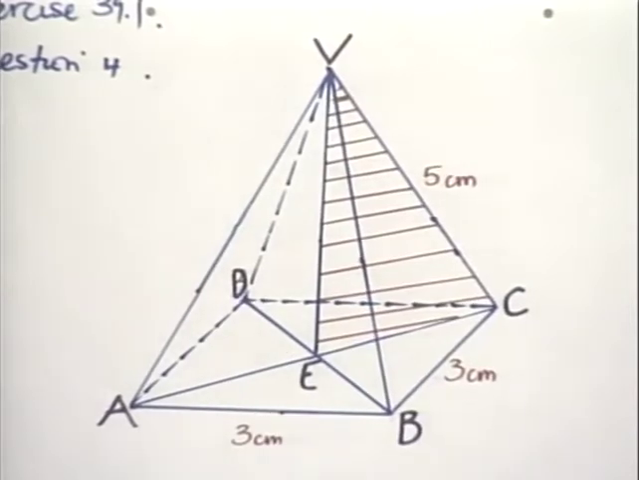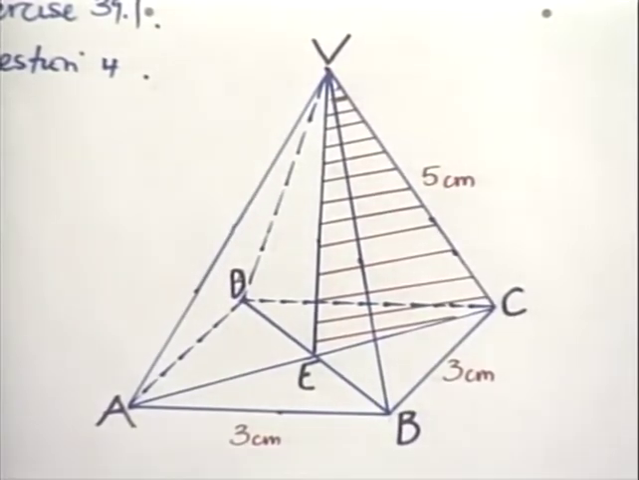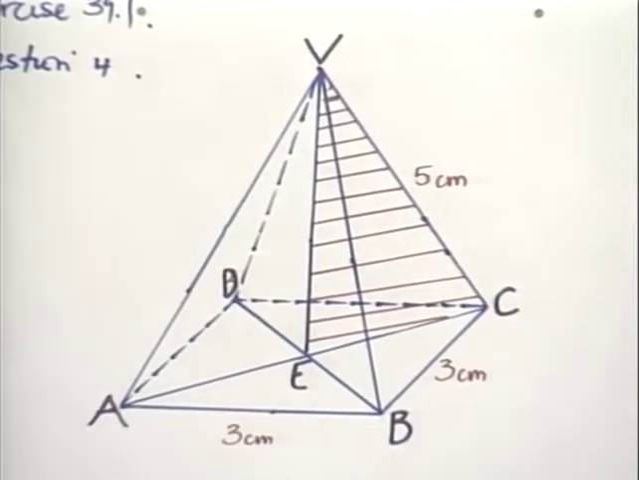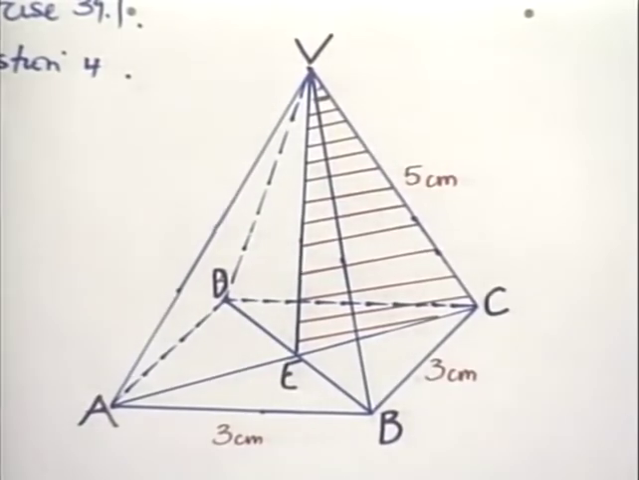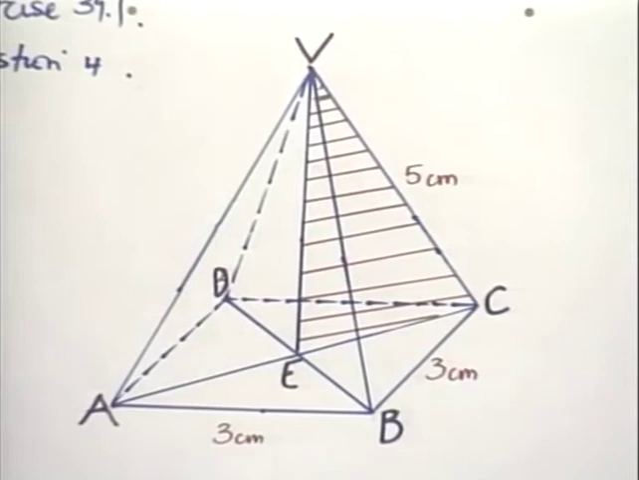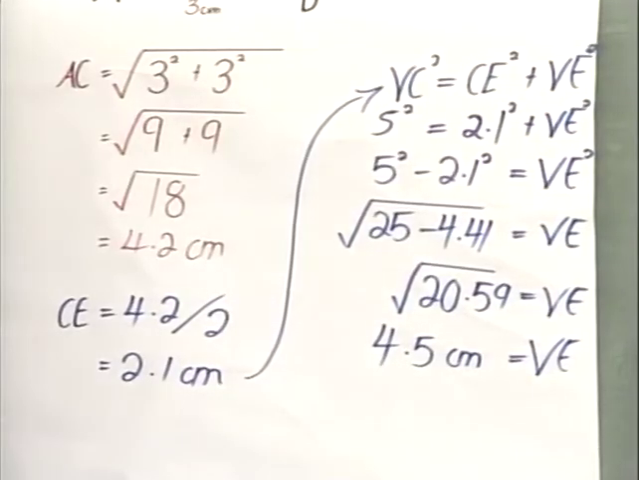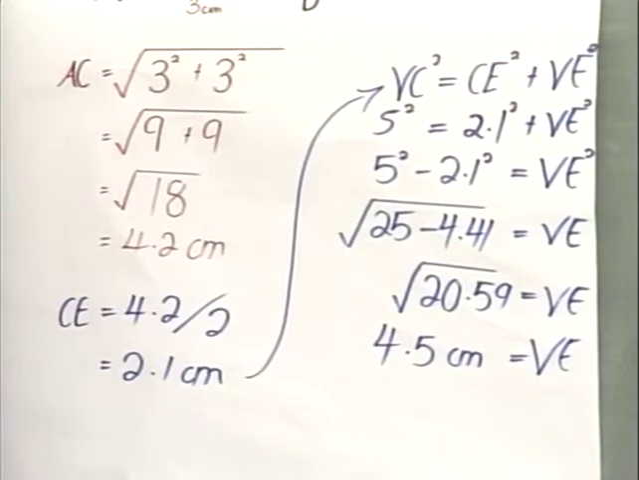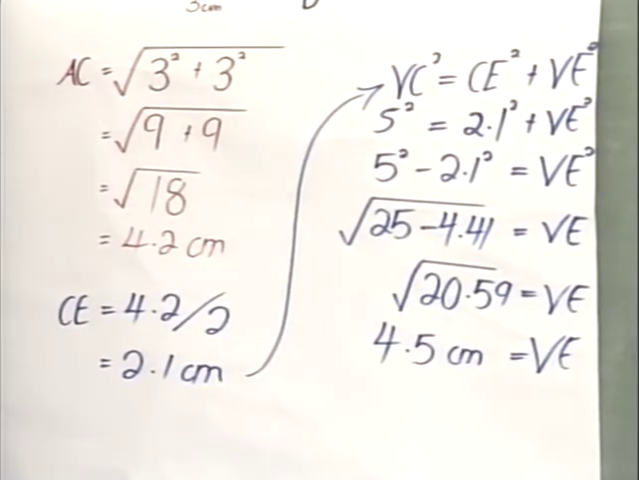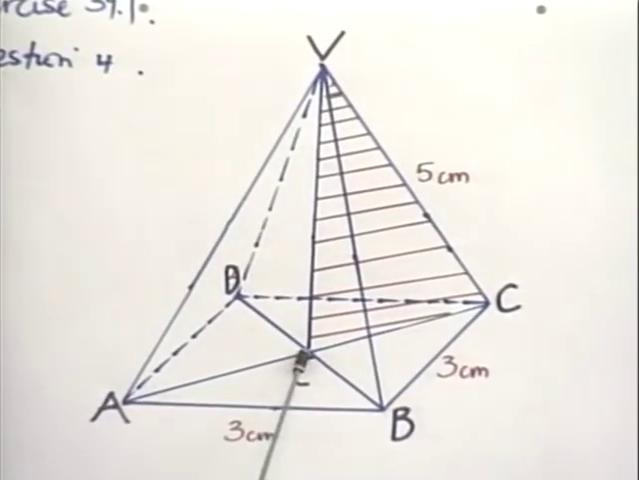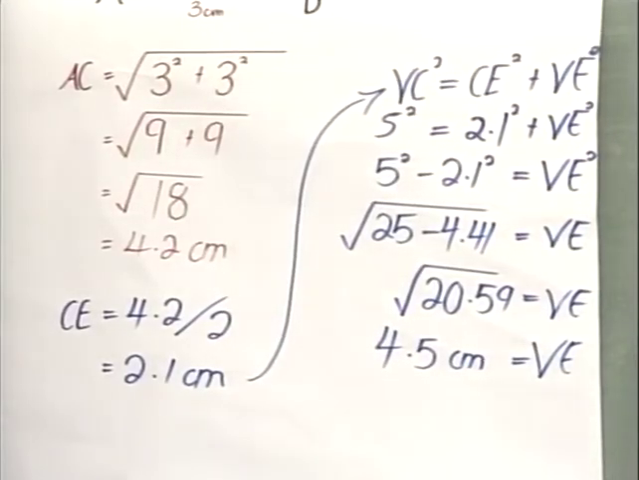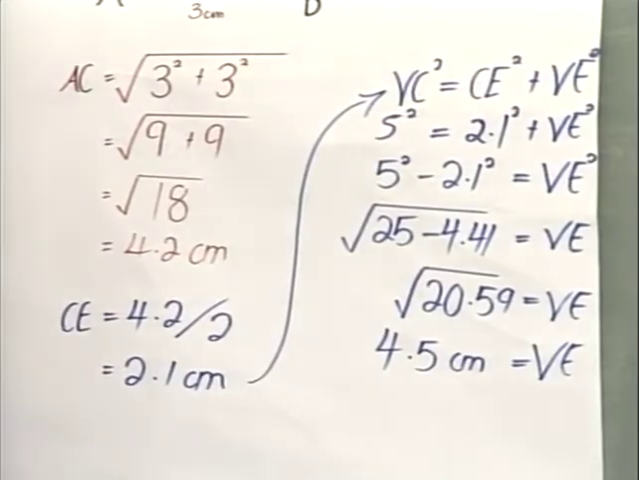It's VE. So first I find AC. I use Pythagoras theorem. So AB squared plus BC squared equals AC squared. AC equals square root of 3 squared plus 3 squared, which is equal to square root of 9 plus 9 equals root 18, which is equal to 4.2 centimeters. Then 4.2 divided by 2 equals 2.1 centimeters, to 1 decimal place.